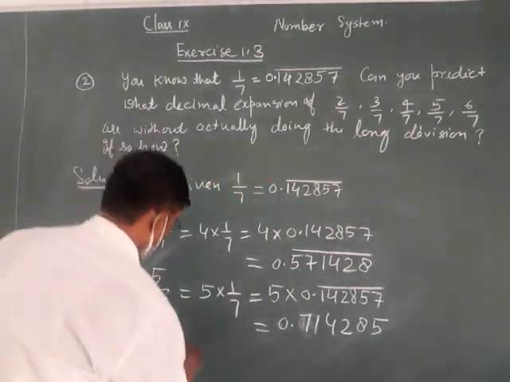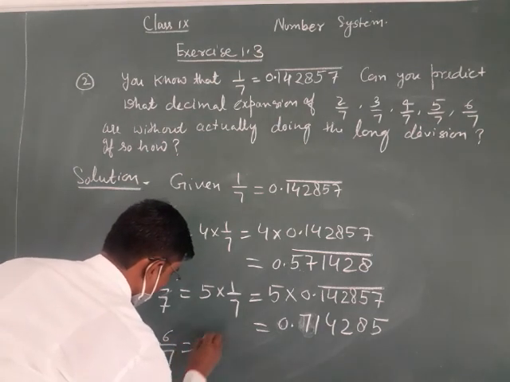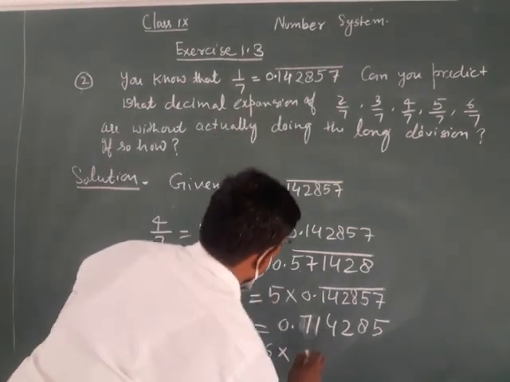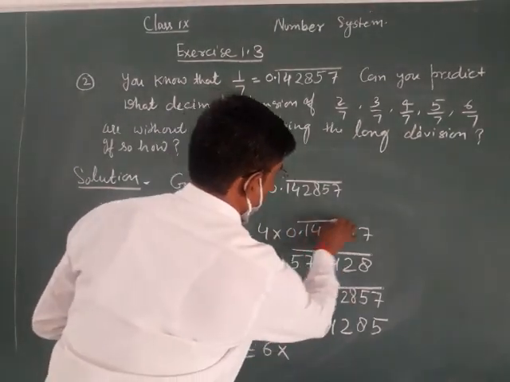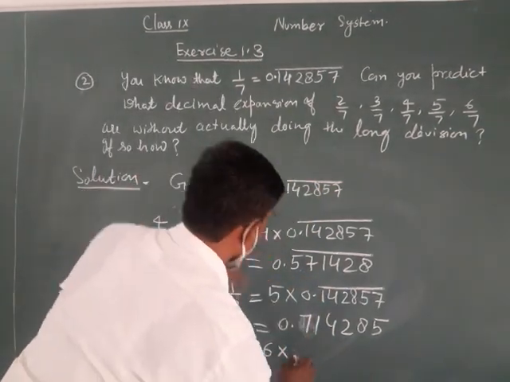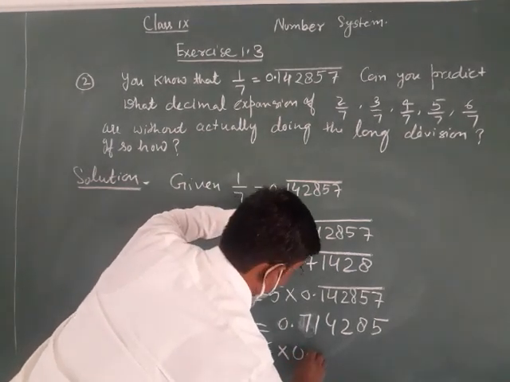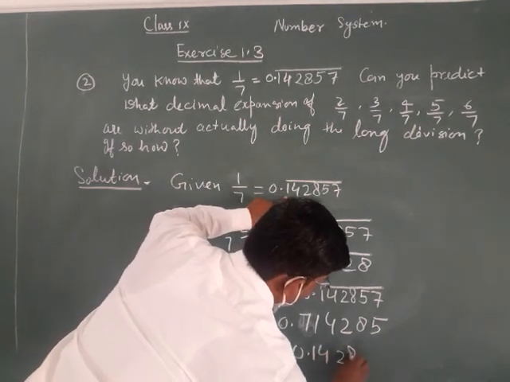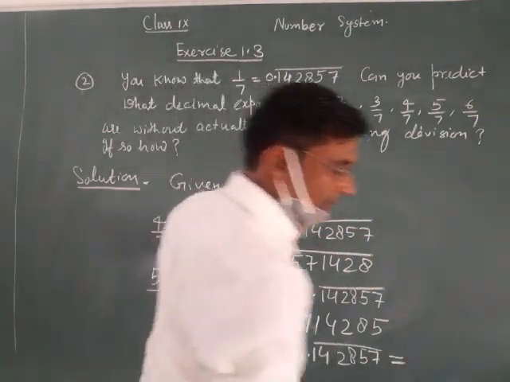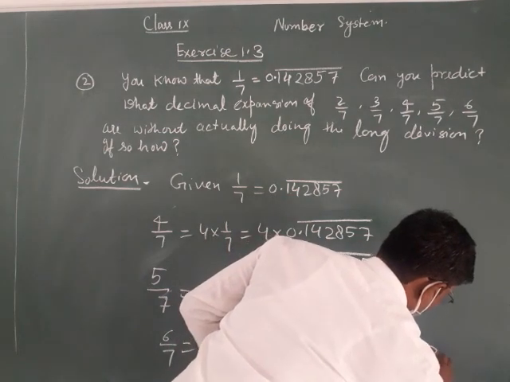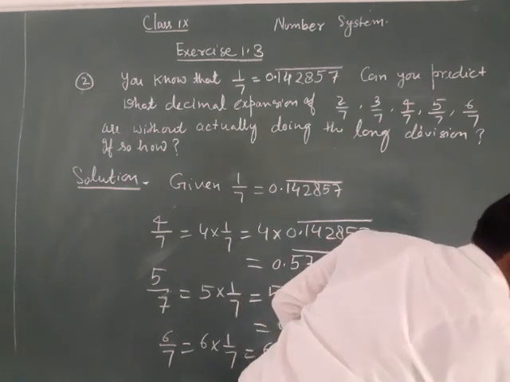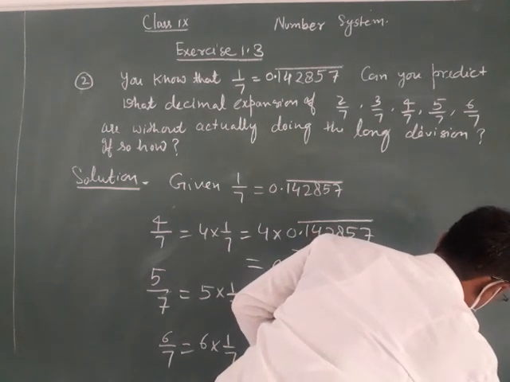0.0714285, and 6 upon 7 into 6 into 1 by 7 is equal to 6 into this bar. So now value 0.142857 bar is equal to 0.8857142 bar.